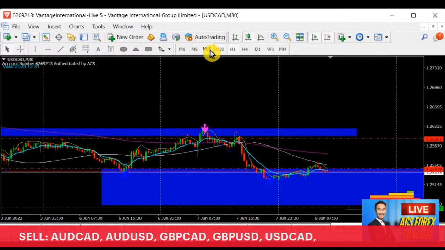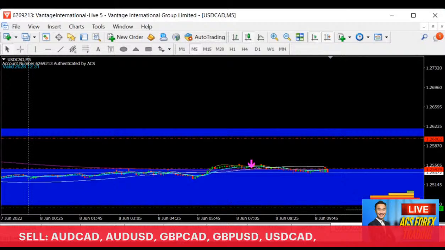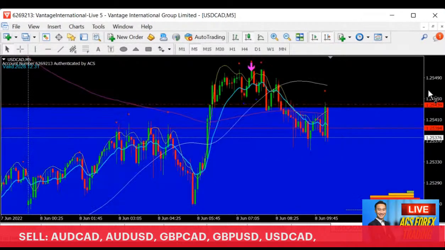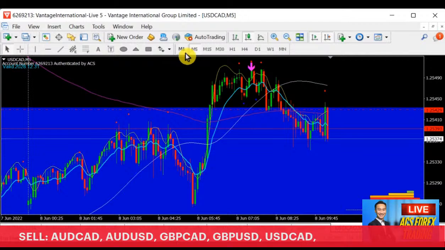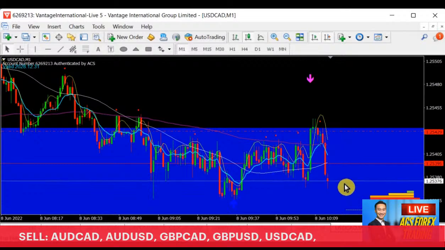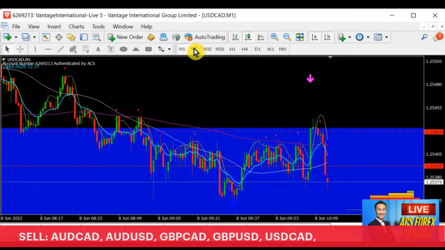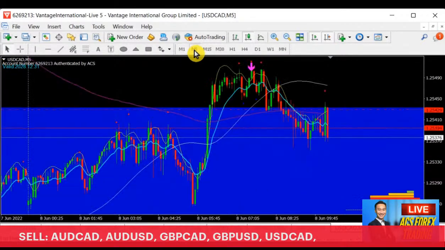Over the last 30 minutes we are still selling. The last 15 minutes we are still in selling mode. Let's take a look at M5 because I want to see the current situation. As we can see, it has tested the resistance here. This is a good resistance to enter a trade. Tentatively, it is still in very slow movement right now.